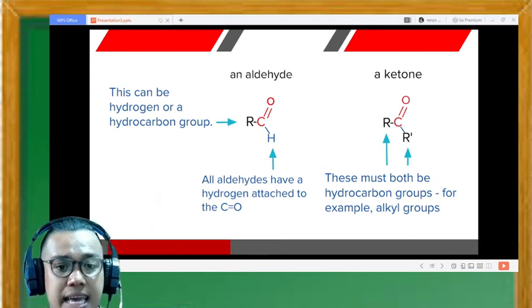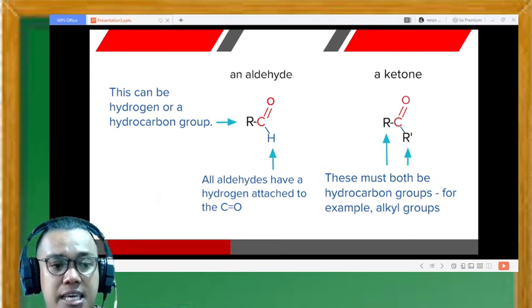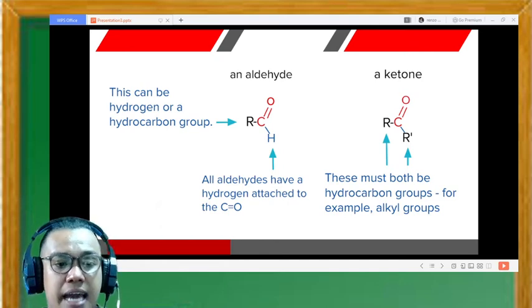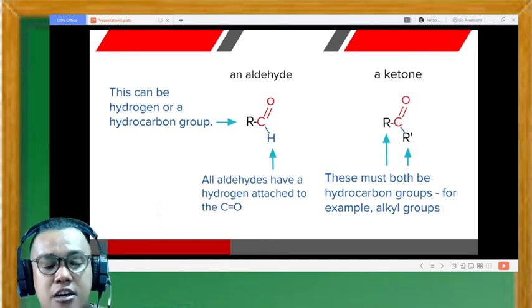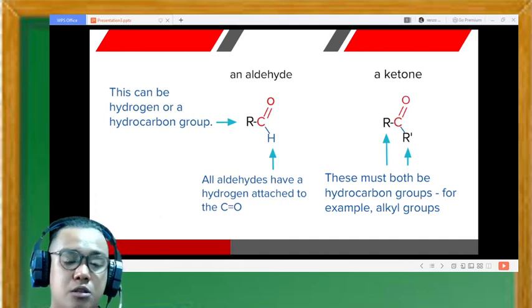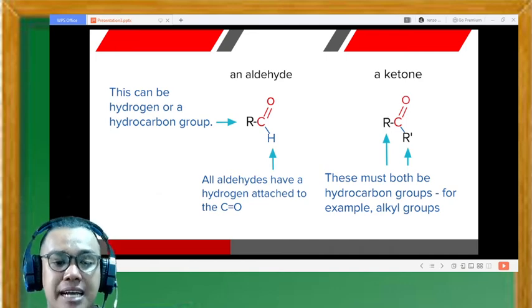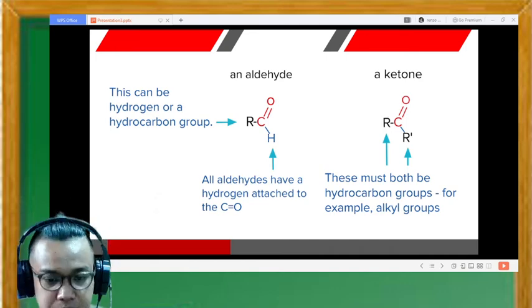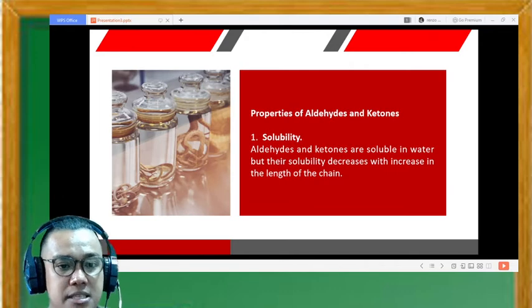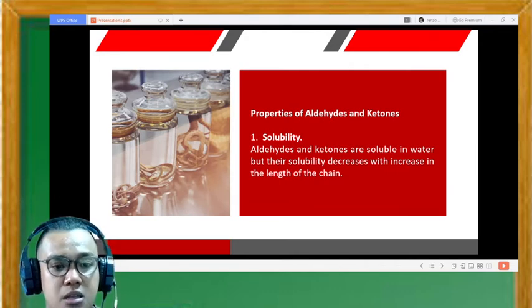Okay, this is the structure of an aldehyde and the structure of a ketone. This can be hydrogen or a carbon group. So aldehydes have a hydrogen attached to the carbon double bonded to the oxygen, and for a ketone, these must both be hydrocarbon groups, for example, alkyl groups. So the properties of aldehydes and ketones. One of the properties of this is the solubility.